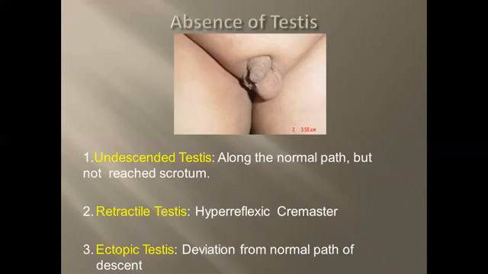So undescended testis basically follows the normal path but does not reach the scrotum. Ectopic testis is the testis that does not follow the normal path of descent. While retractile testis is basically a normal testis, but due to a hyperreflexic cremaster muscle, it is hidden in the superficial inguinal canal, or it is located near the superficial inguinal ring.